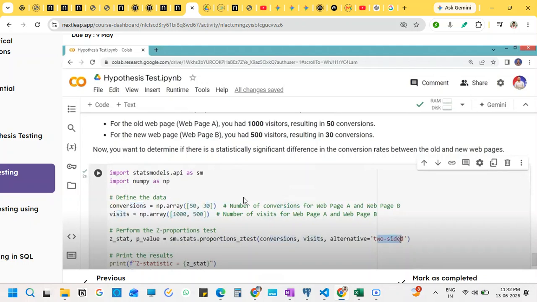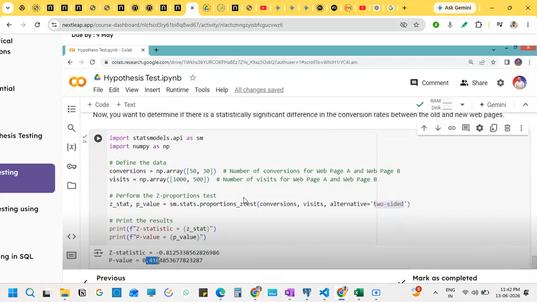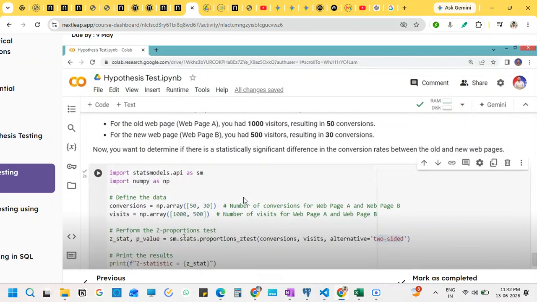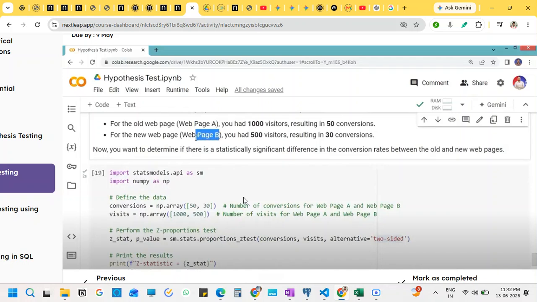I provided two-sided. Why? Because my objective is to do a two-sided test, right? In my alternate hypothesis, I have the not-equal sign. So my p-value came out to be 0.41. So p is high, the null will fly, which basically means web pages A and B are both exactly the same from the point of view of the number of conversions.